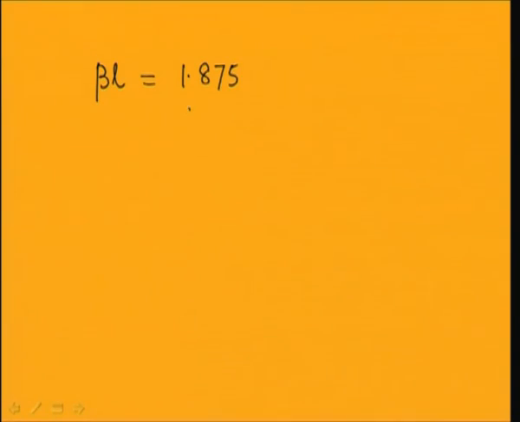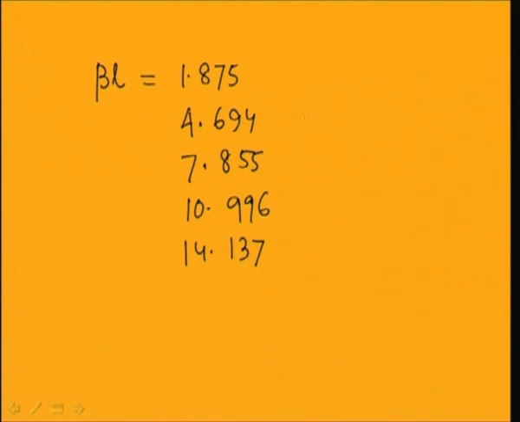By solving this, the first 5 values of beta L are 1.875, 4.694, 7.855, 10.996, and 14.137. So 1.875 corresponds to the first mode or fundamental frequency, 4.694 corresponds to the second mode, 7.855 corresponds to the third mode, 10.996 is the fourth mode, and 14.137 is the fifth mode.